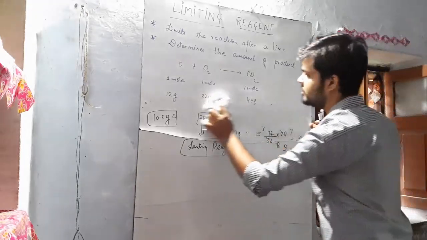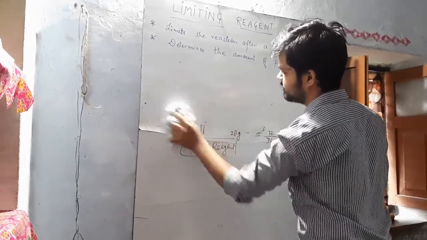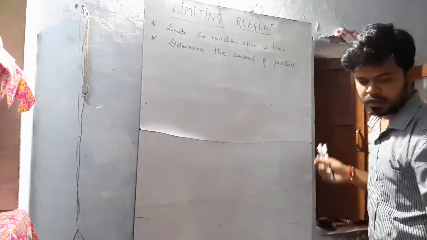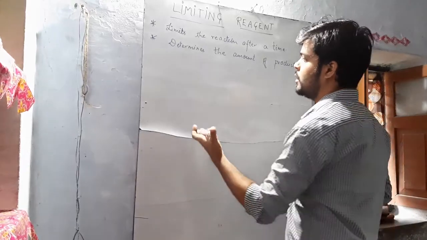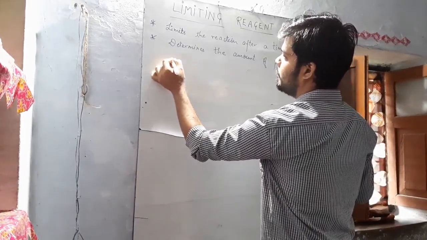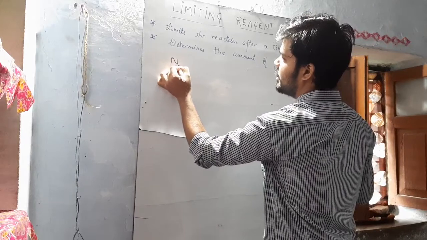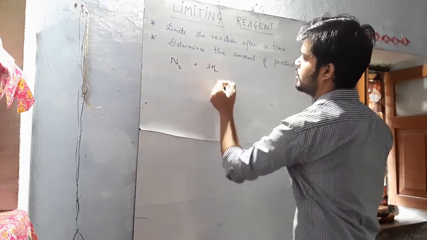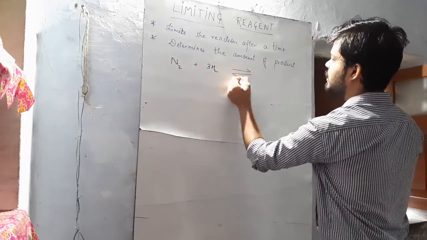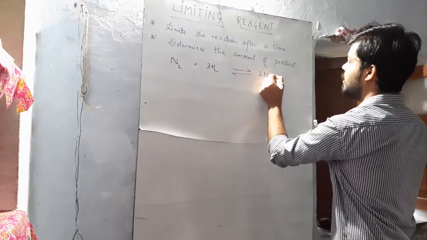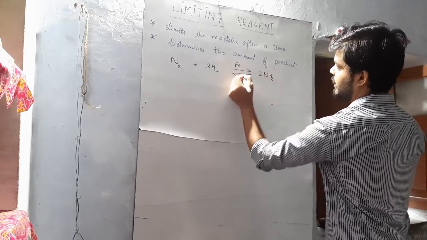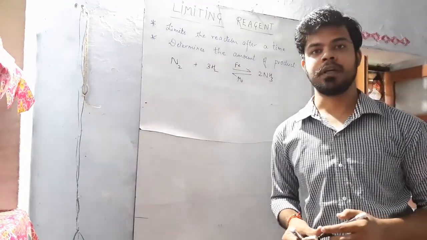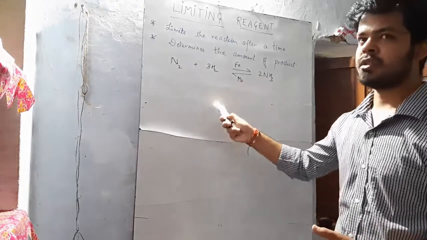Let's take another example. Suppose we have been provided a reaction N2 plus 3H2 gives us ammonia, with iron and molybdenum. Iron is acting here as a catalyst and molybdenum is a promoter of the catalyst. This is the Haber process, nothing else.